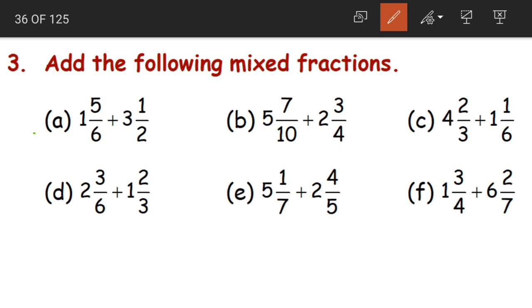I'll take one mixed fraction, say first one for example, 1 5 by 6 and 3 1 by 2. Now what is the one way of solving? Let us add the whole numbers separately. So 1 plus 3 becomes 4. Now we have 5 by 6 plus 1 by 2.